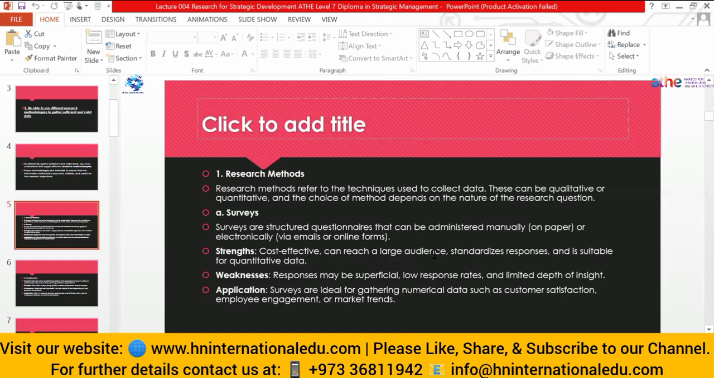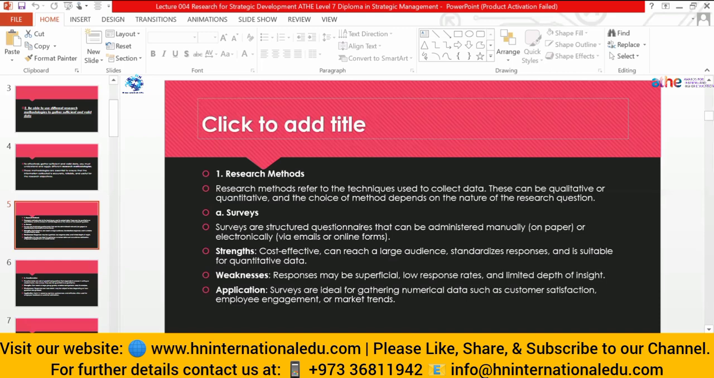Now you would see these are only one or two word strengths, that is advantages. When you are going to do it, you have to explain that. Weaknesses: responses may be superficial, low response rates, and limited depth of insight, because we cannot rely on the mood of the person or the respondent, how they are actually filling up the forms.